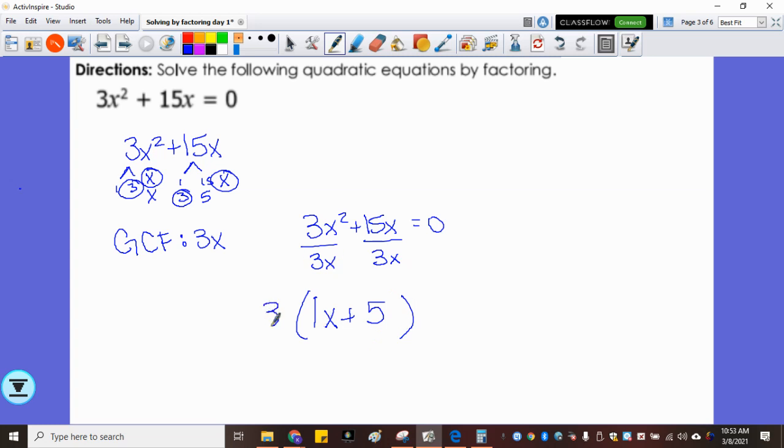When you take out the greatest common factor, you put that in front, 3x in front. Equals 0. And that's completely factored.